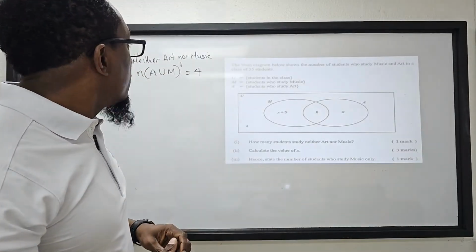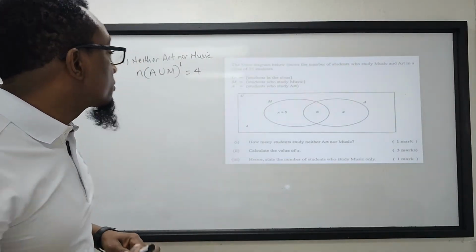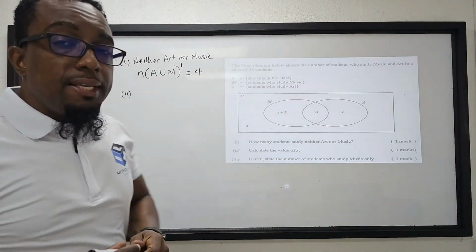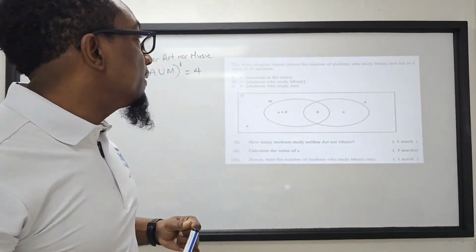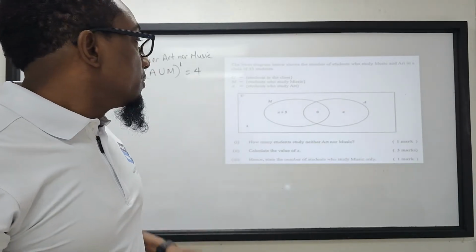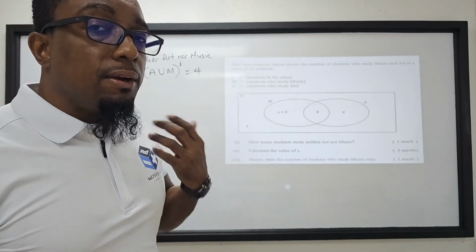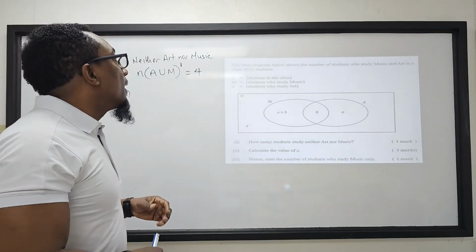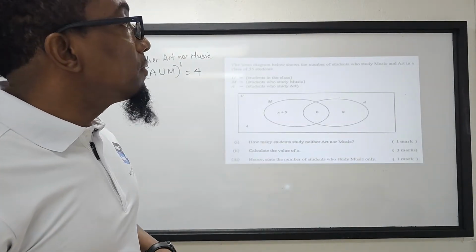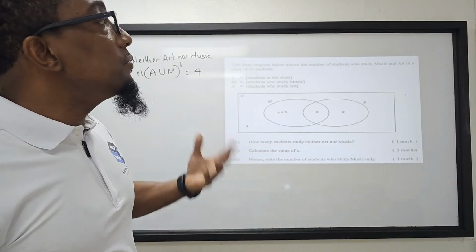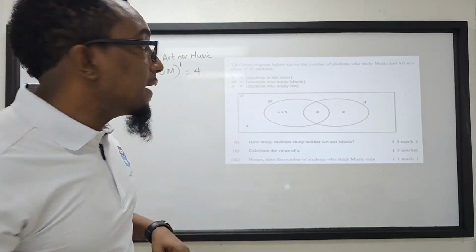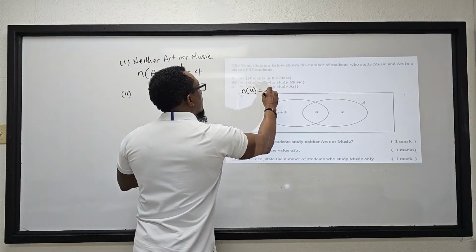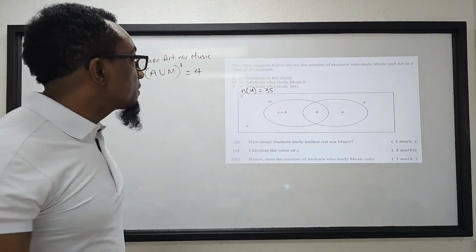And what I want us to do now is to calculate the value of x. So to calculate x, we're going to create an equation to help us find the value of x. So anytime we're asked to find an unknown quantity, we must create an equation. We know that this Venn diagram shows the number of students who study music and art in a class of 35 students. So you know that the number of students in the class will be 35, which is a universal set.